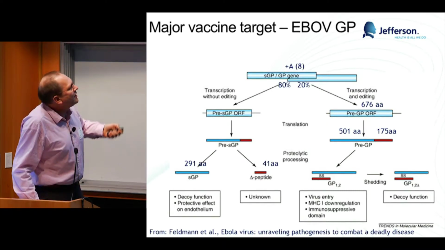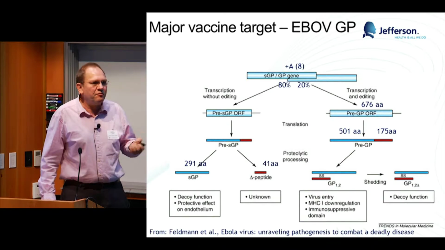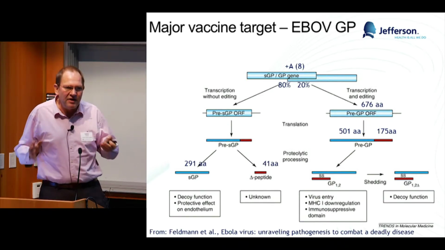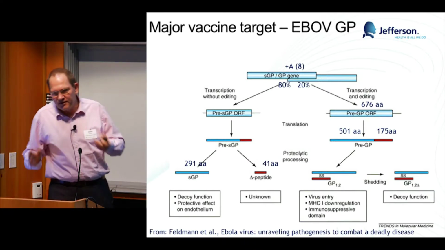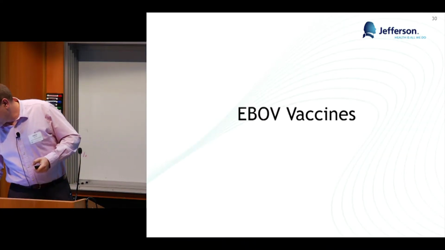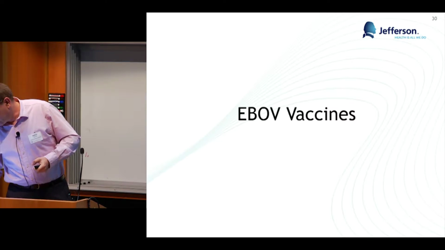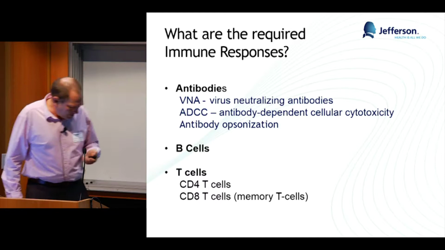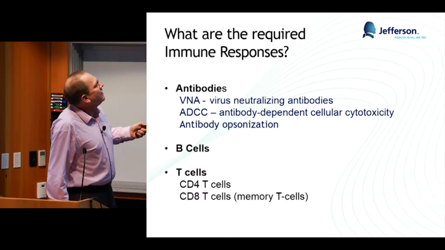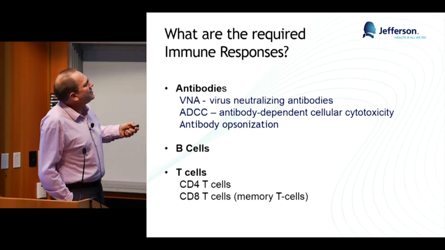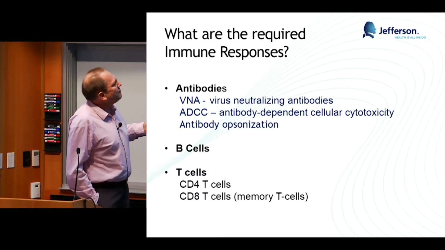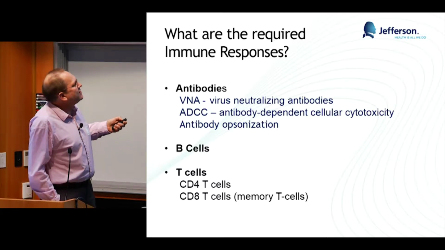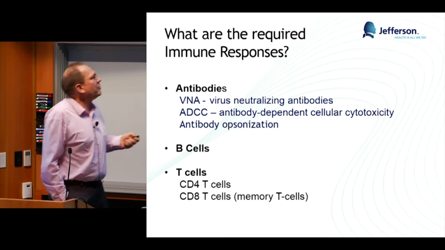So in general, the data which I presented made the field think that antibody against GP is probably how you can protect against Ebola virus. So I'll run you a little bit through the Ebola vaccines. And I want to point out again, you have virus-neutralizing antibodies, but you also have antibody-dependent cellular cytotoxicity, which I think is actually a major mechanism of protection.